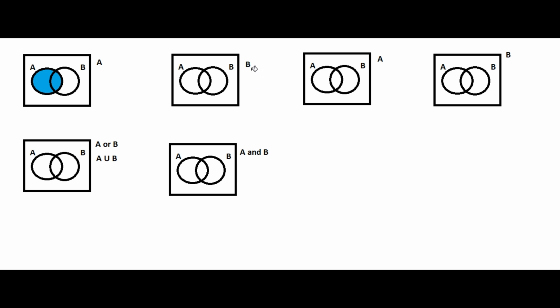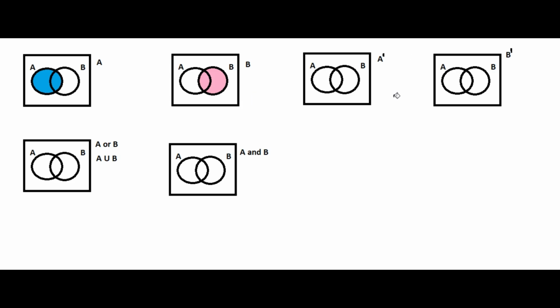And number 2 says we must shade B. So that means everything in B. So all elements in B are included here. So we can shade what? We can shade B. All right, so we have shaded B. All right, we go to the next diagram.